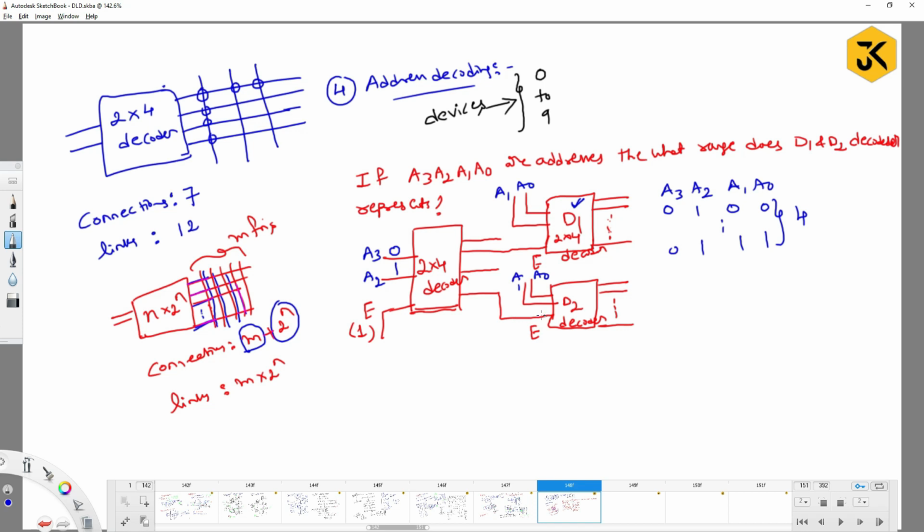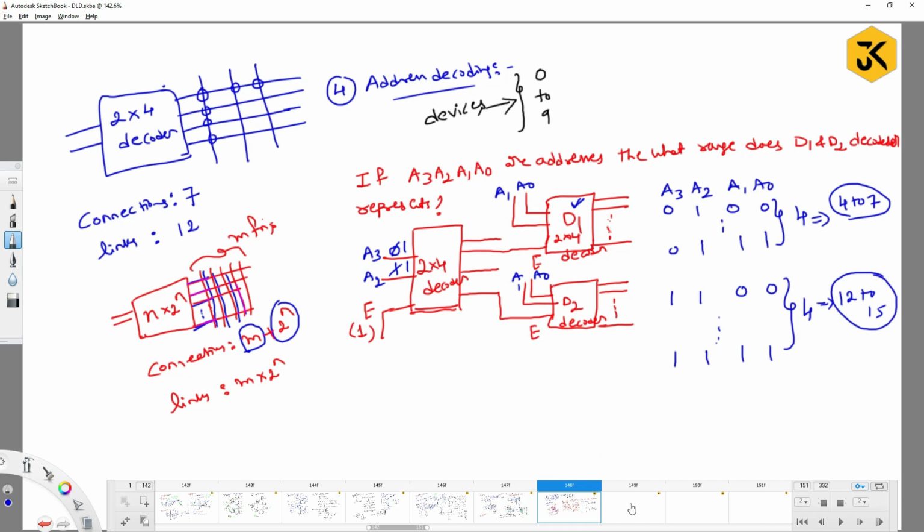Similarly, to get the output of D2, what values do you have to pass here? 1, 1. If I pass 1, 1, for D2, A3 and A2 are 1, 1, and what range of A1 and A0? It should be 0, 0 to 1, 1. So here also it is going to have 4, which means the range of the addresses is from 4 to 7 and here from 12 to 15. So this is the respective answer for the given question. So this is the way you can use the address decoding mechanism also, right?